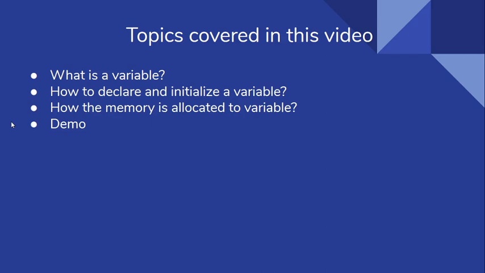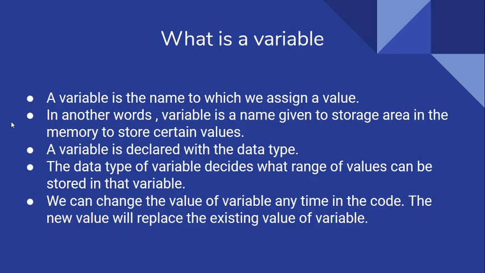Now, in this lecture, we are going to see what is a variable, how we can declare and initialize a variable, how the memory is allocated to the variable, etc. So, what is a variable? A variable is a name to which we assign a value. In other words, a variable is a name given to the storage area in the memory to store certain values. And to declare a variable, we must prefix the variable with the data type.